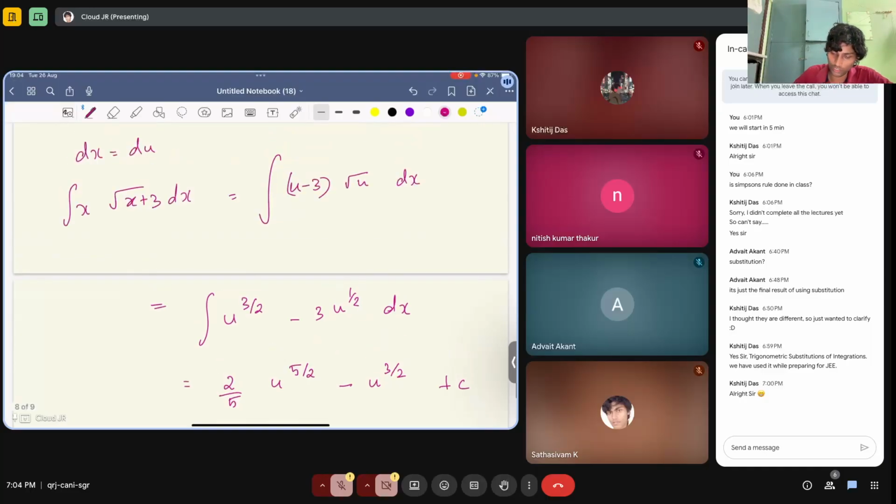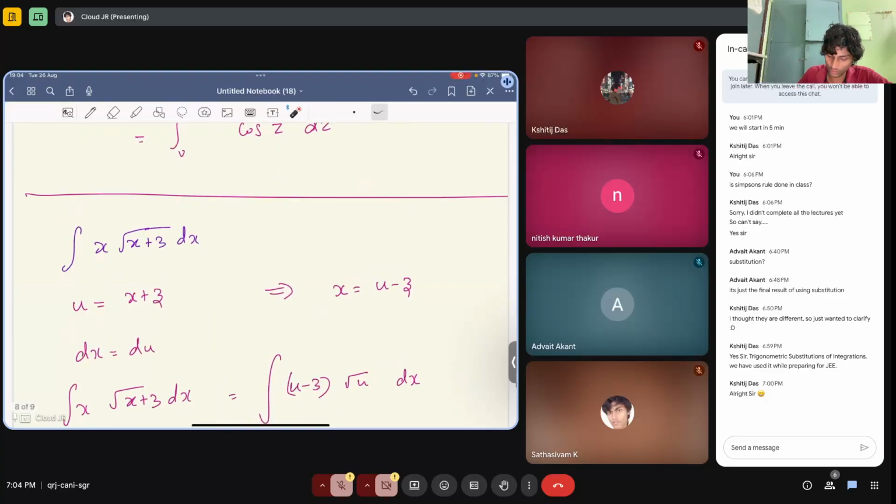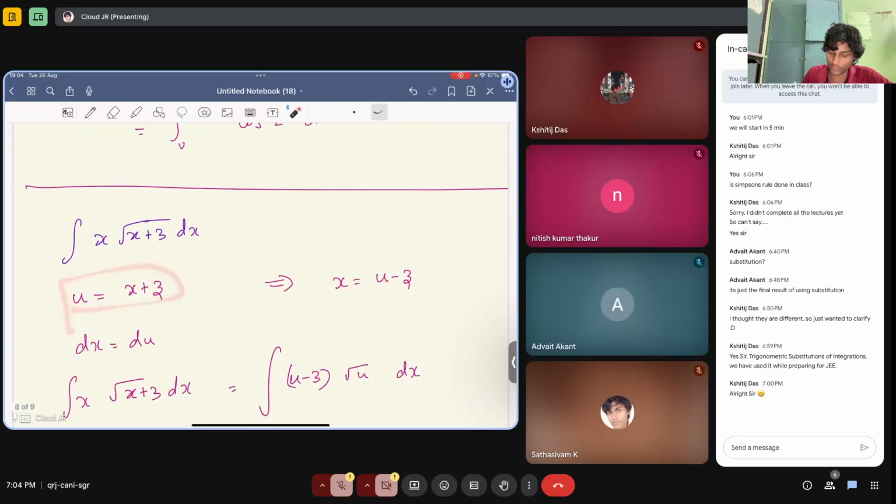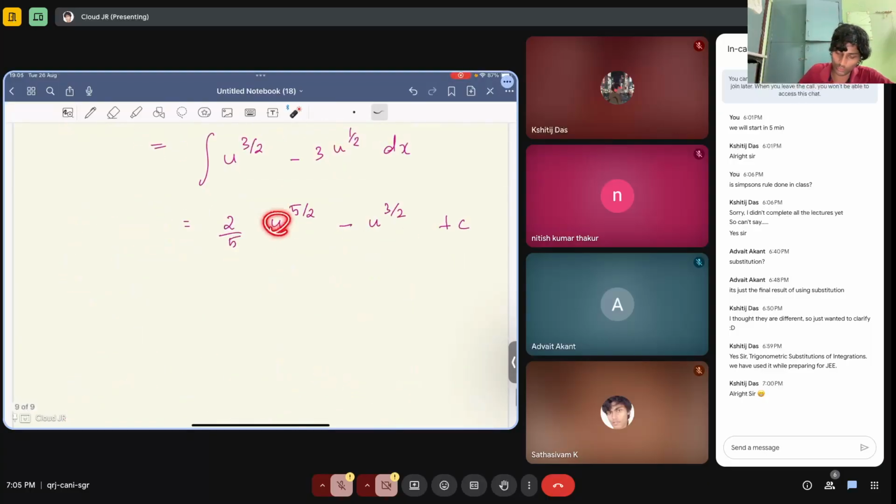But remember, u is x plus 3. So come back and substitute it back. Now, whatever this u is, it is x plus 3. This is 2 by 3. So this is x plus 3 power 5 by 2 minus x plus 3 power 3 by 2 plus c. Okay, so far, it is good.